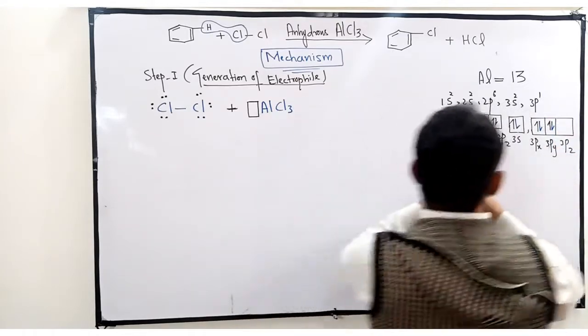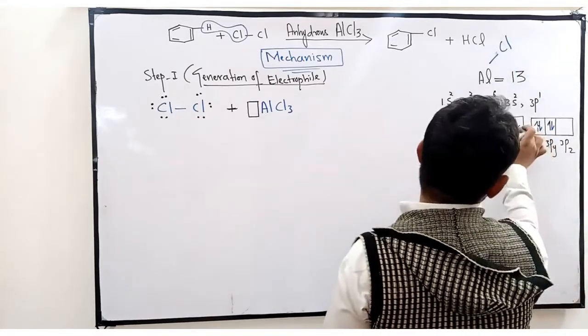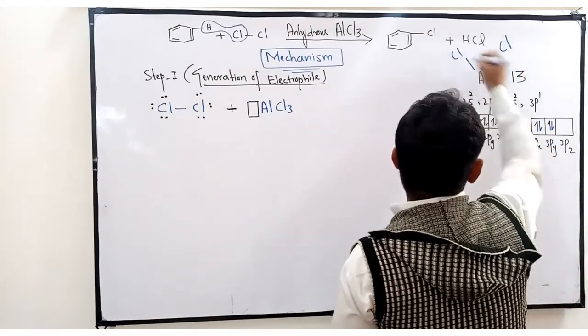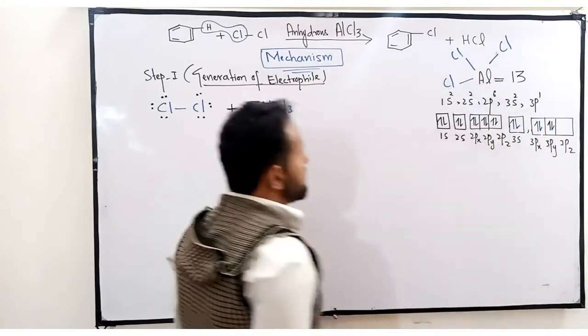Understand? That's why aluminum forms 3 bonds with chlorine. This is the 1st chlorine atom, Cl. This is the 2nd chlorine atom, and this is the 3rd chlorine atom, AlCl3.